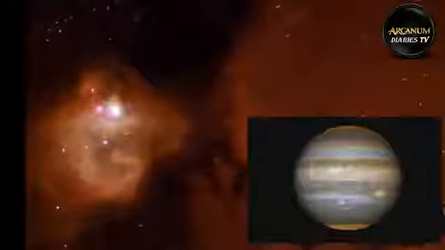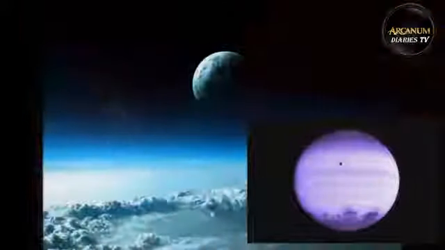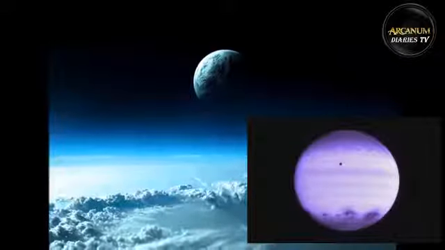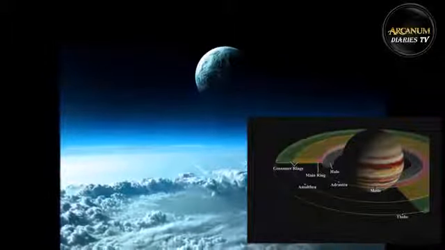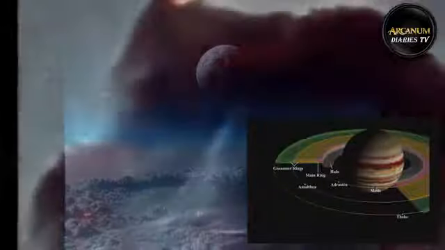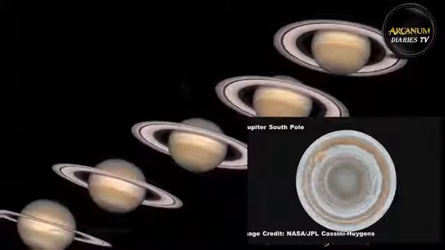Notice the appearance of the polar areas of Jupiter. This image from NASA reveals the ring formations around Jupiter. These views of the poles of Jupiter reveal very organized patterns about its axis.